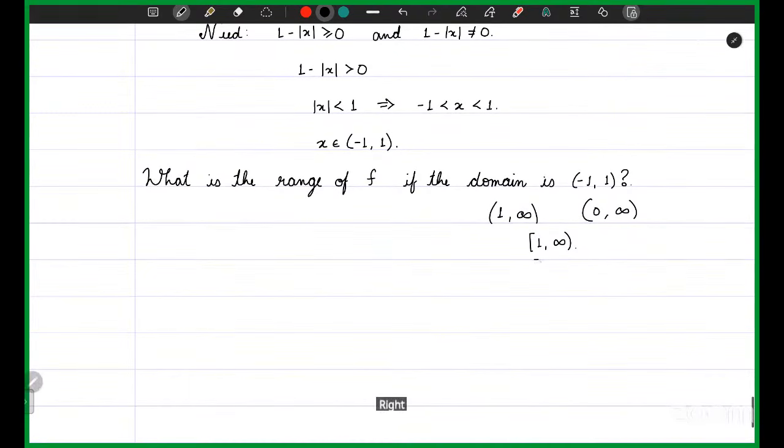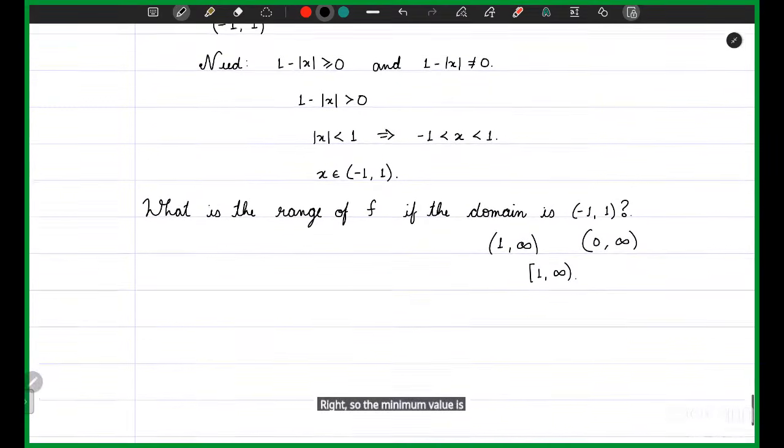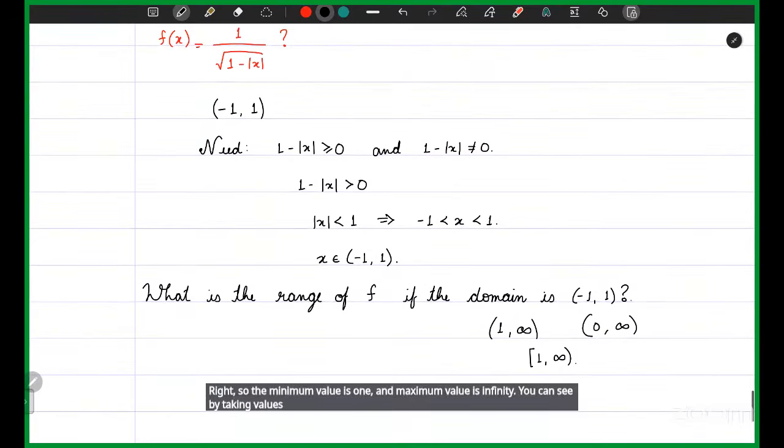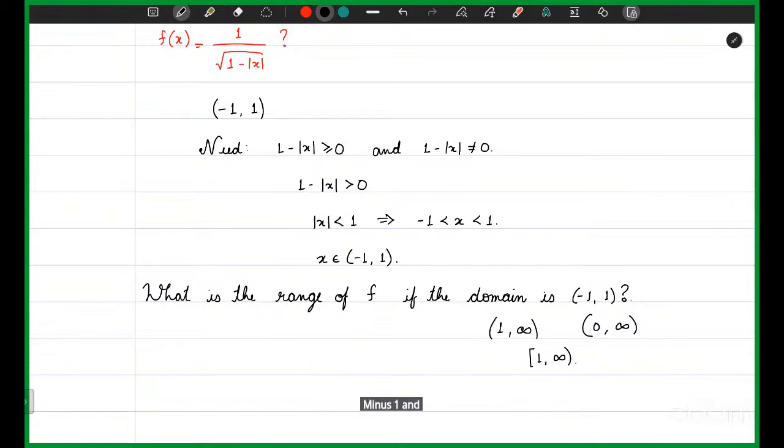Right. So the minimum value is 1 and the maximum value is infinity. You can see this by taking values close to minus 1 and 1. It's symmetric about x, so it doesn't matter which one you take.